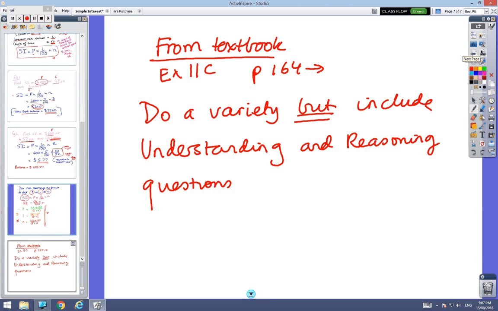From the textbook, exercise 11C, page 164, there's lots and lots of questions, but you need to just do a variety. I really want you to focus on the understanding and reasoning, because that's where you apply the knowledge in harder circumstances. That's it, nice and short. Okay, bye.